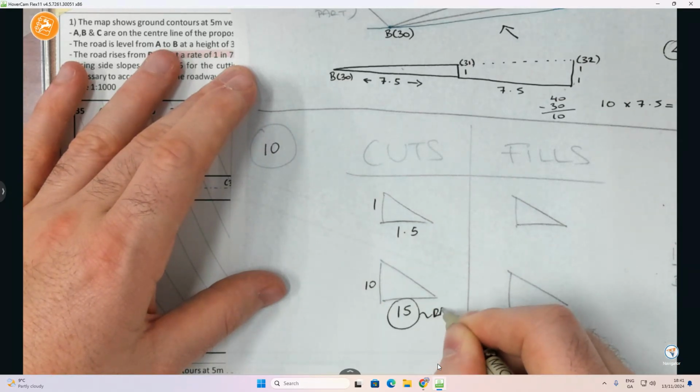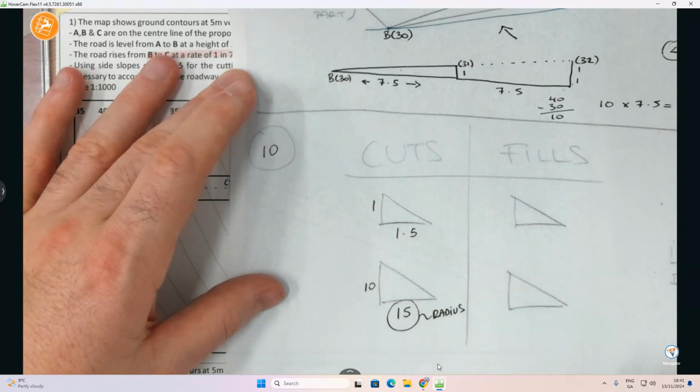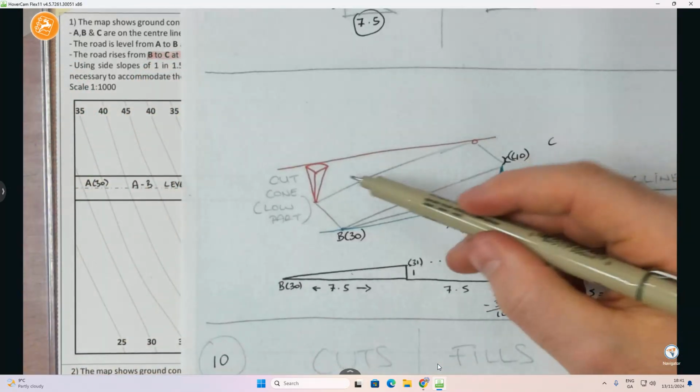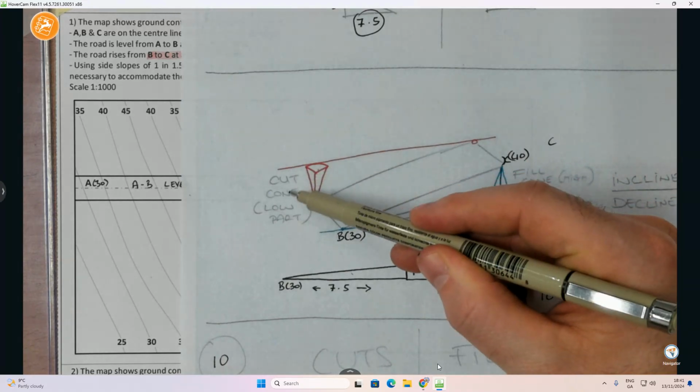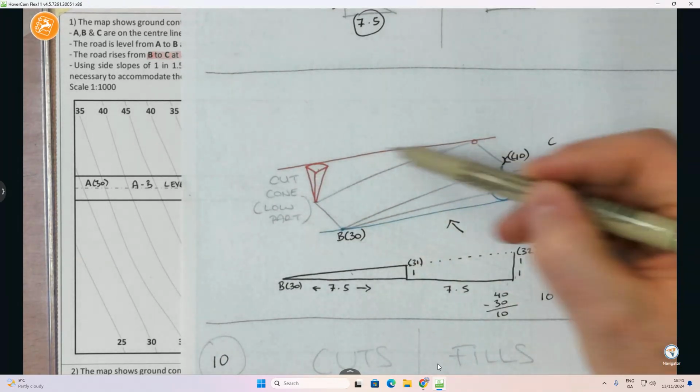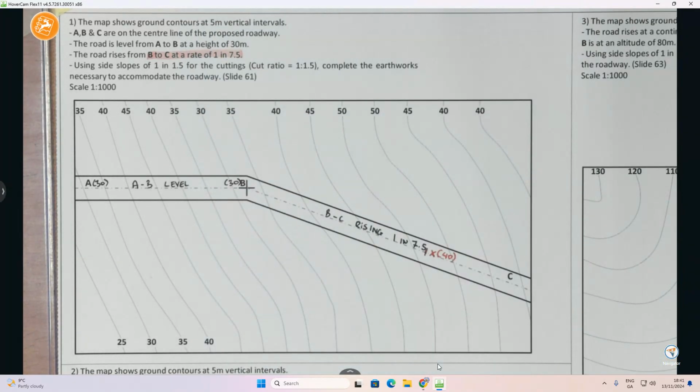Now 15 is where I'm going to do my radius for my cut cone. And the cut cone, this is where the sketch comes in handy. The cut cone always goes at the low part of the road, but the tangent comes from the high part. Okay, so that's our setup.